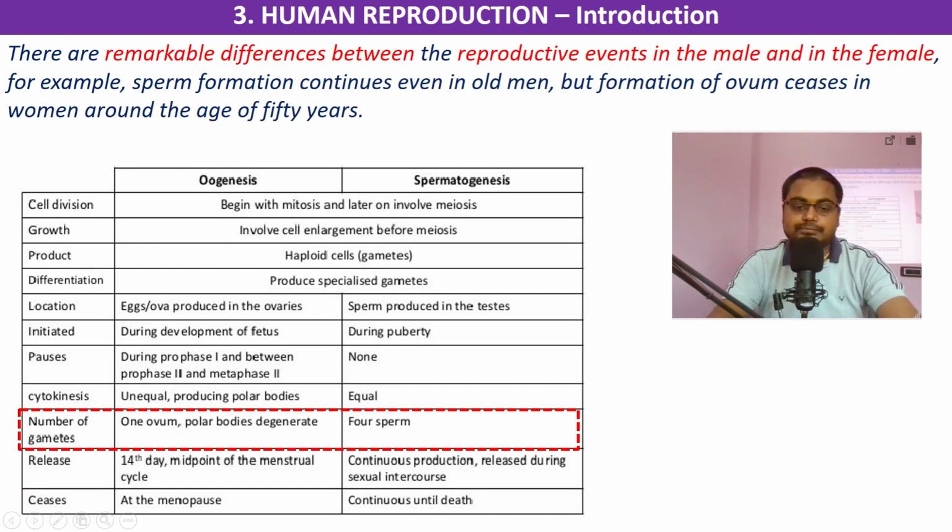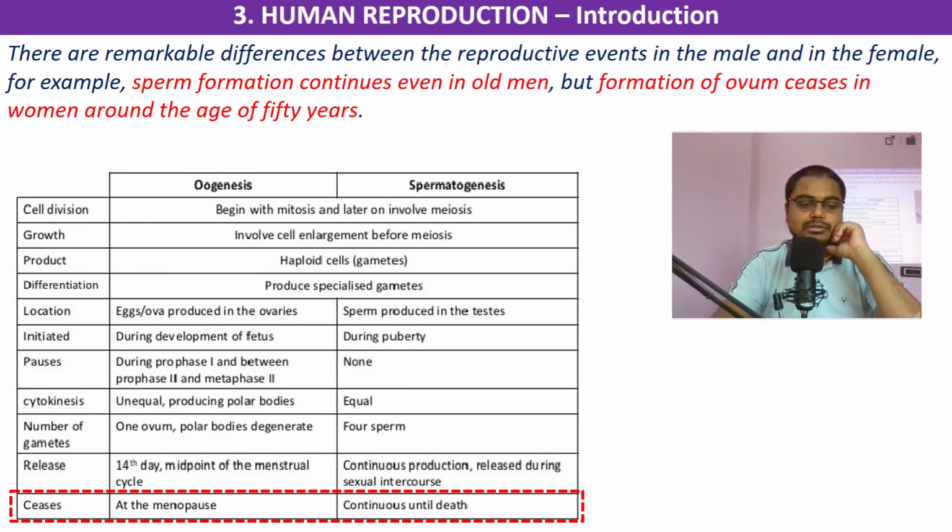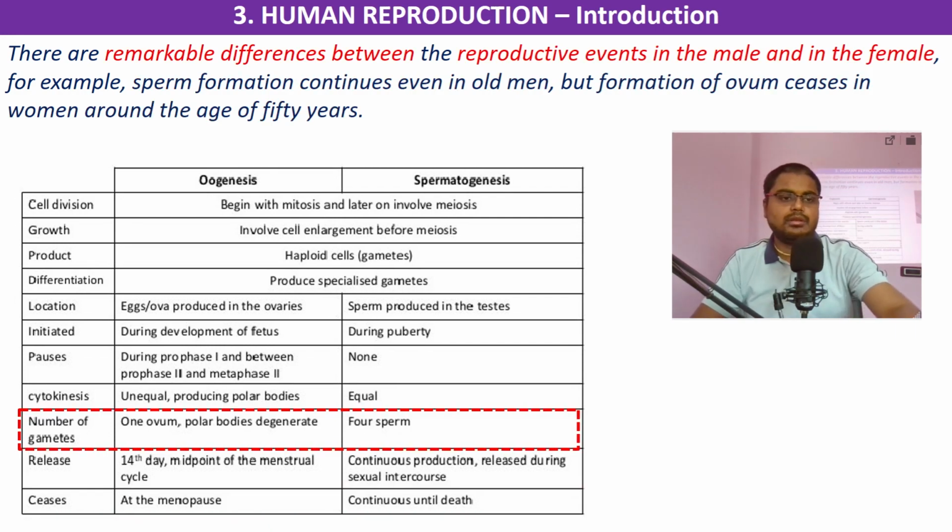ठीक है, oogenesis में एक चीज और था, one ovum is produced and the other three polar bodies, they degenerate. Whereas in sperm, there are 4 sperms formed by spermatogenesis. Okay. Let us examine the male and the female reproductive systems in human. ठीक है, इसको लिख लीजिए. Oogenesis, spermatogenesis. Oogenesis होगा फीमेल्स में और spermatogenesis होगा मेल में.